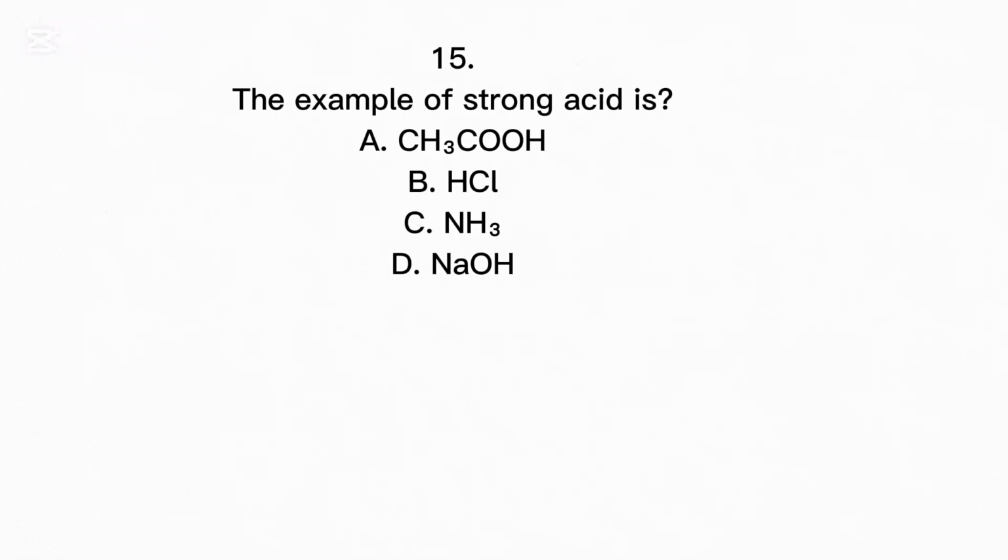So now, the strong acid among these two is HCl, hydrochloric acid. So the answer is B. Sodium hydroxide is a base and ammonia is a solvent. Question 16. Indicator that is colorless in acid is A.